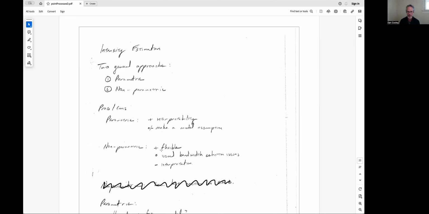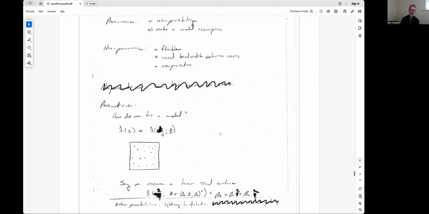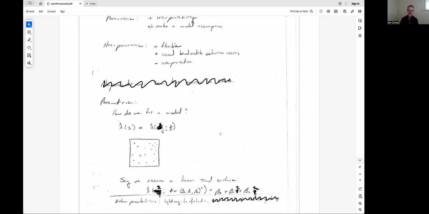So of course the non-parametric advantage is that it's flexible. It has the usual bandwidth selection issues. You have to choose a bandwidth. How much smoothing do you want to do? There are tools to try and help you with that assessment, but I think it often comes down to a modeling choice you have to make. They're less interpretable. A non-parametric model is going to give you an intensity at any location, but it's probably not going to have any parameters that could be meaningful. So let me talk about parametric first, and then we'll do non-parametric later.